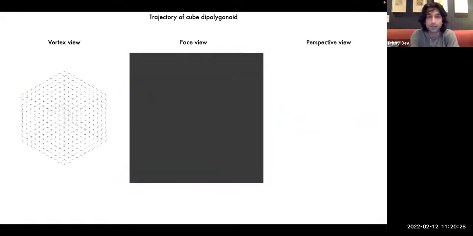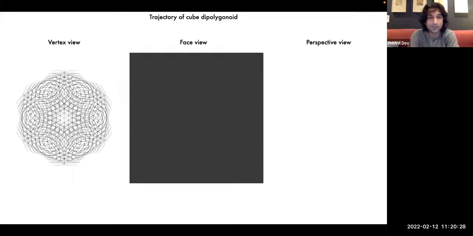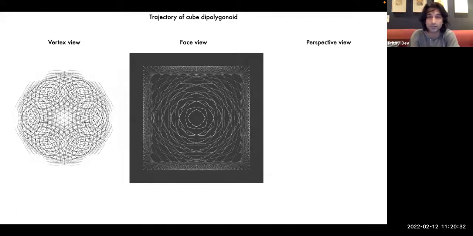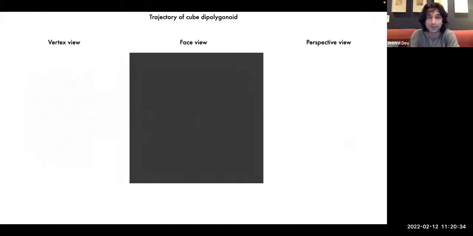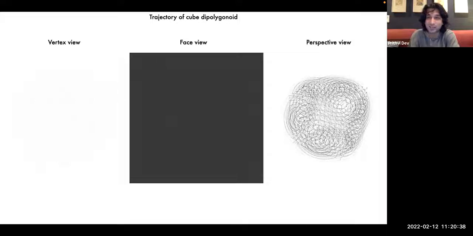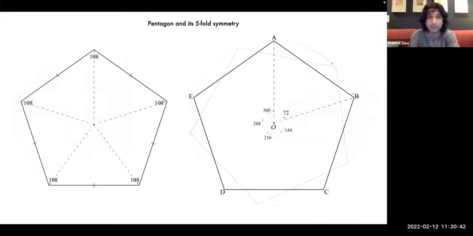Okay, I'll just play all 3 of these together. I think the face view one looks really cool. It's like a frame, and looks very floral when the expansion happens. And that's a perspective view of the trajectory. So the pentagon has 5-fold symmetry; you rotate a pentagon 5 times to 360 degrees.